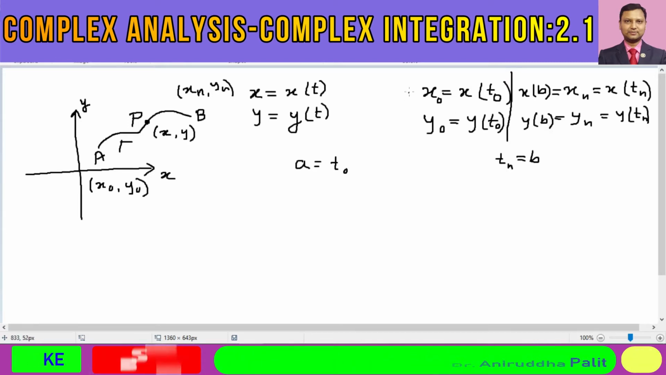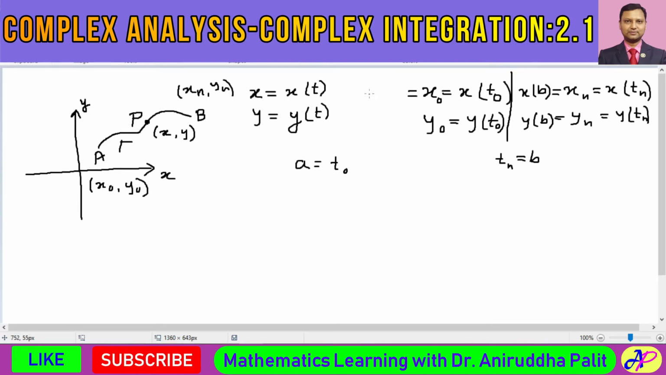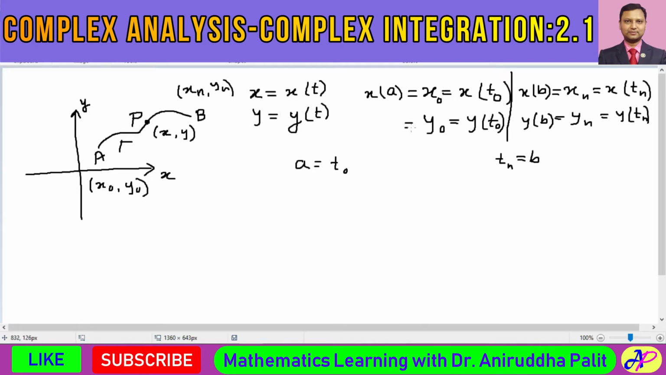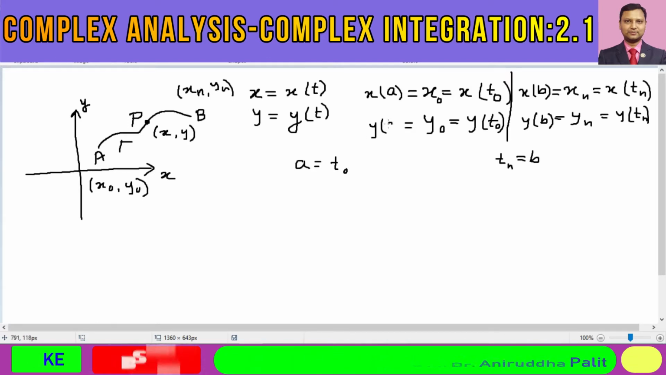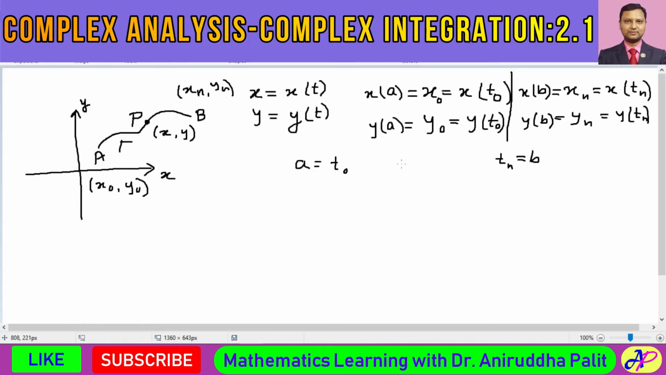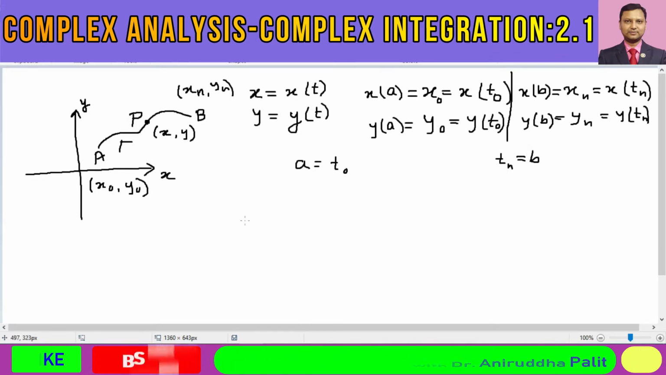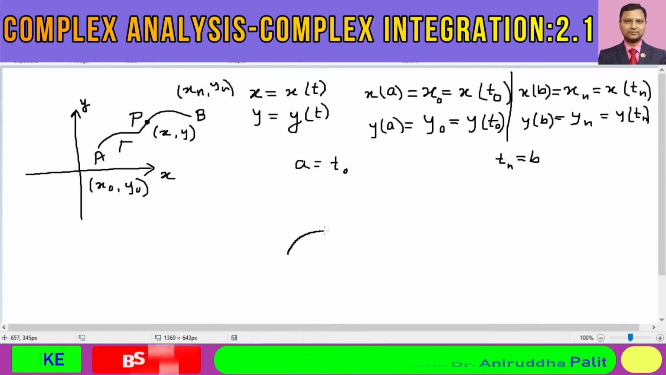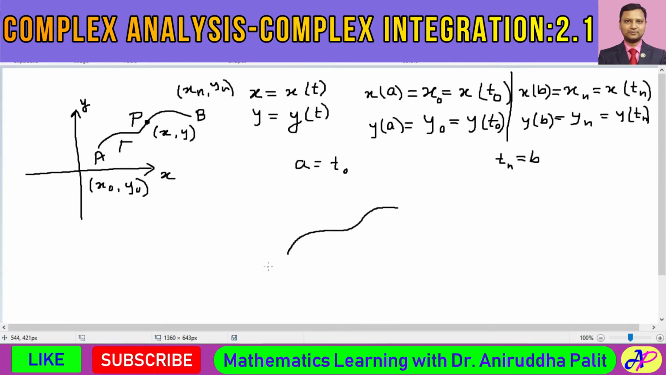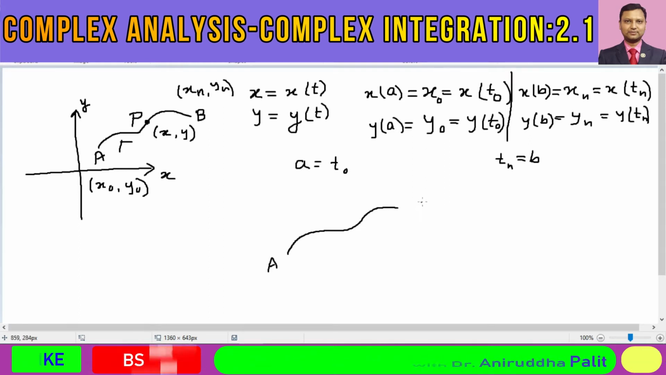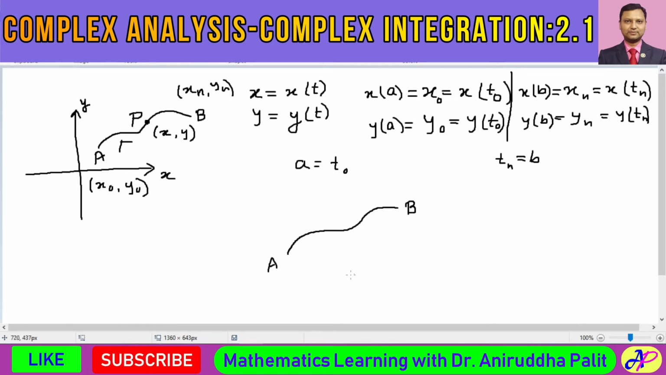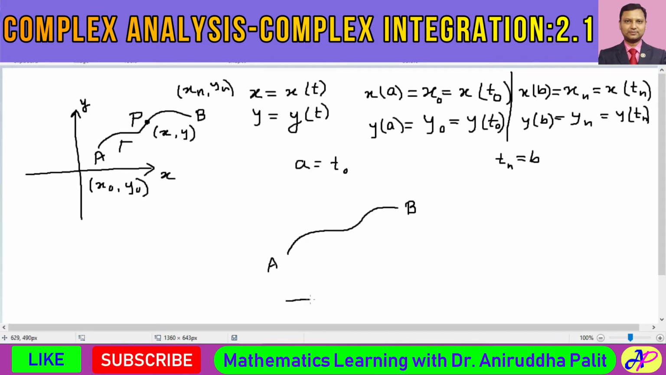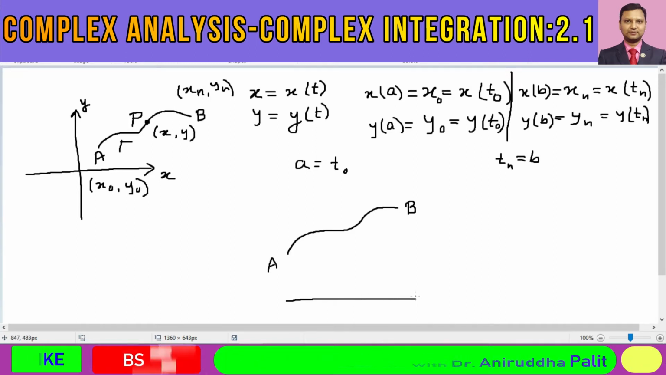Similarly, the initial point can also be written as x of a and y of a. So what we observe is, let me elaborate this picture in this way. Say this is the curve from a to the point b, and you can consider this kind of axis.